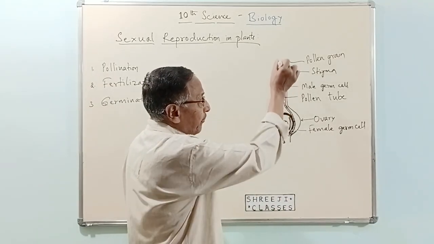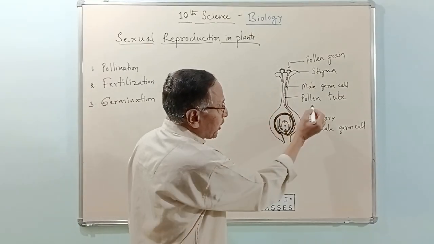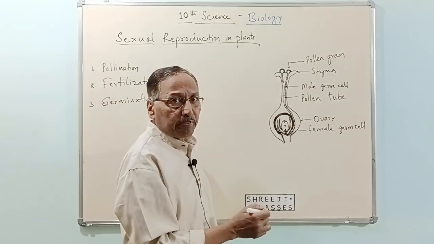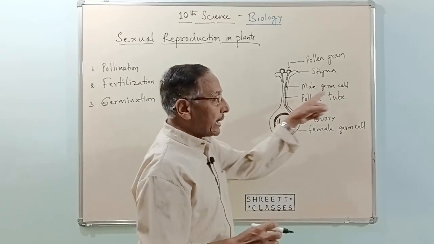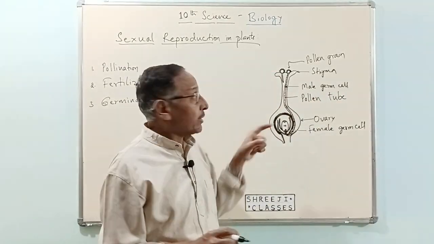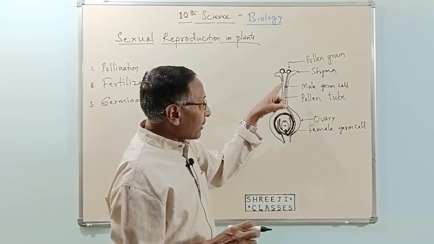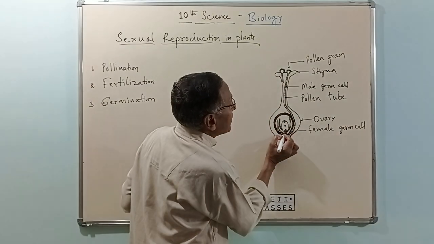Now, when the pollen grain falls on the stigma, it develops a tube which we call the pollen tube. This pollen tube contains the male germ cell. In short, pollen grains contain the male germ cell. That male germ cell travels through the pollen tube and enters the ovary.